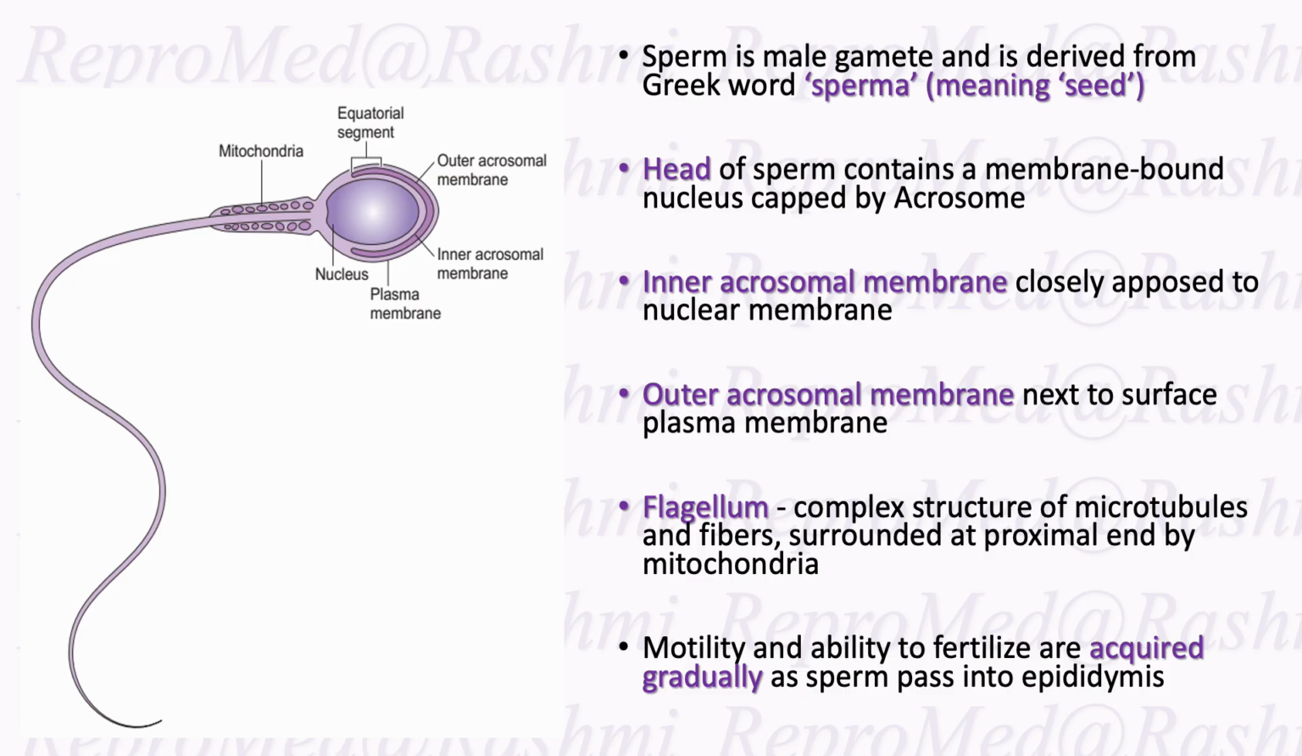Motility and ability to fertilize are acquired gradually as the sperm passes into the epididymis. So this point is very important. When the sperm passes into the epididymis, only after that does it acquire the ability to fertilize.